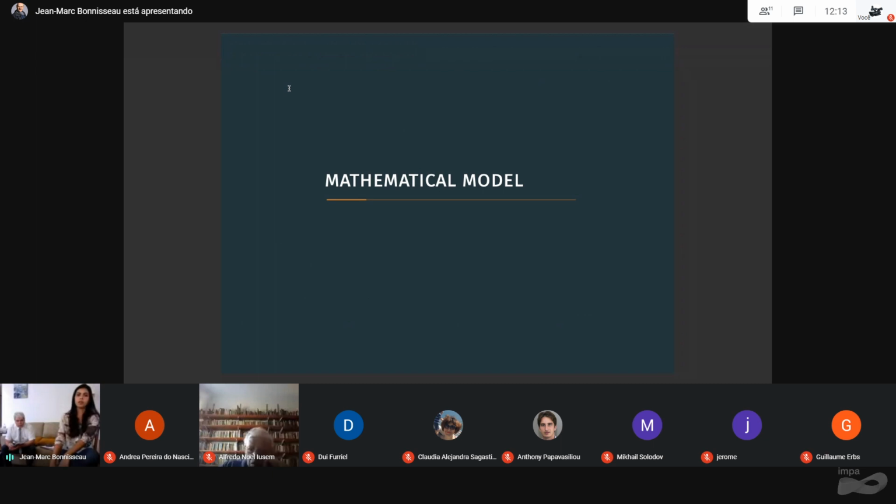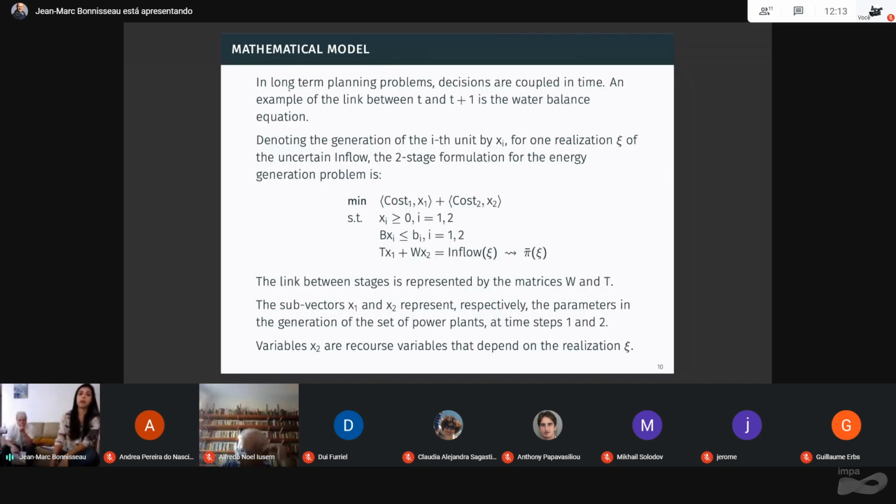Now, about the mathematical model for the two-stage problem with energy generation. In long-term problems, decisions need to be coupled in time. For example, for the energy generation problem, the link between time t and t plus 1 is the water balance equation. Here we present a simple formulation of the two-stage problem for energy generation, and we consider x_i, the generation of the ith unit. We aim to minimize costs in stages 1 and 2.